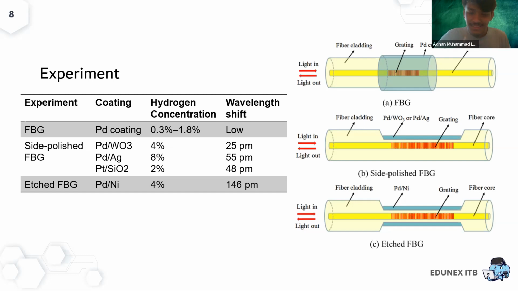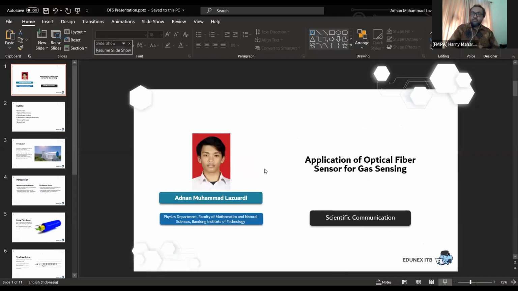Does it answer your question? I see. Okay, thank you, Adnan. You're welcome. Is there any question for Adnan? If there are no more questions, we would like to thank Adnan for his talk. And then we're going to move on to Abnur Rahman Faiz, talking about a review on carbon dots and its application in biomedical applications. Okay, thank you, sir. You're welcome.